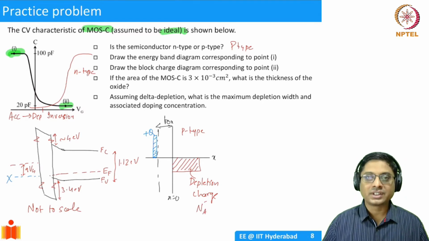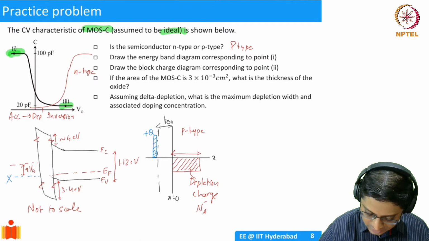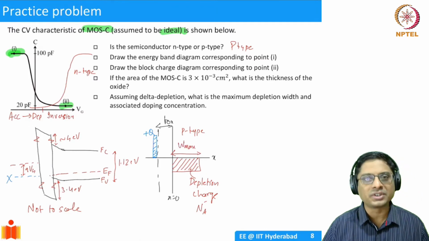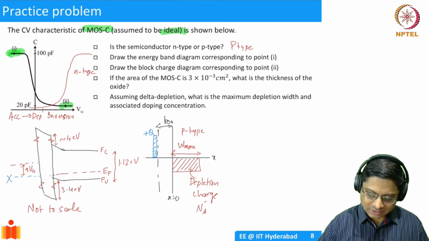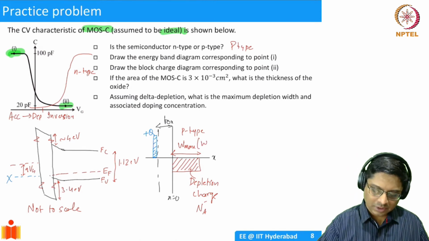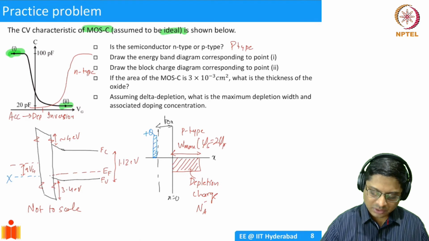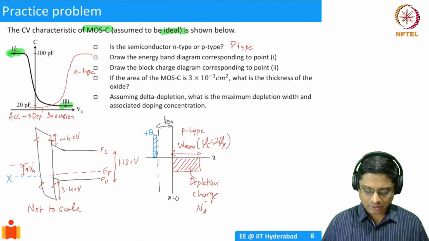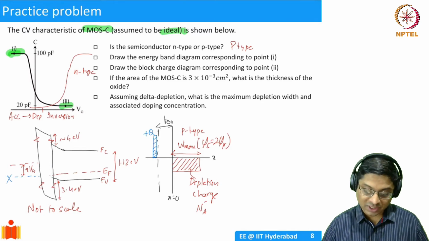And by the way, since it's in inversion, what will be the thickness of the depletion region? This region is going to be W max, right? Maximum depletion width. How much is the maximum depletion width? Well, that is the width when you calculate the width corresponding to surface potential of 2 phi f. Okay, when you do that, you get the maximum depletion width. Okay, is that all? Well, no, we are not at threshold. We are actually much beyond threshold.